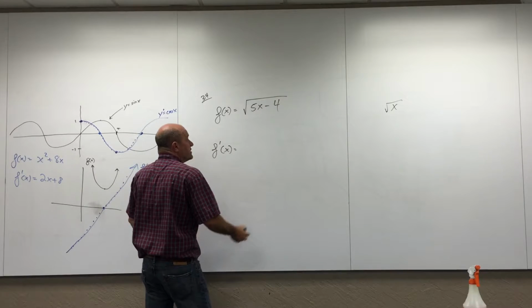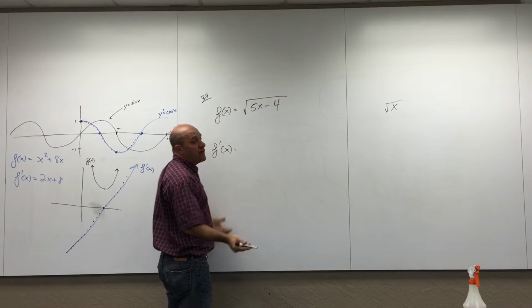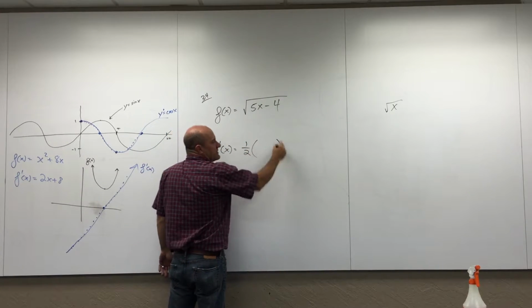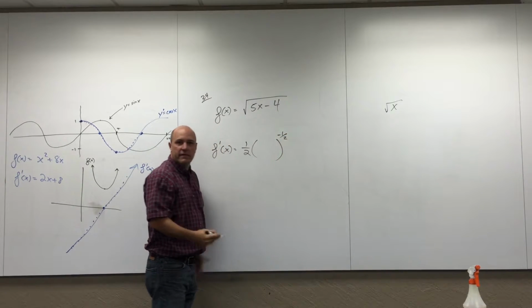The chain rule says you treat this as something to the 1/2. How do you do the derivative of something to the 1/2? 1/2 times that something to the negative 1/2. I mean, you with me?